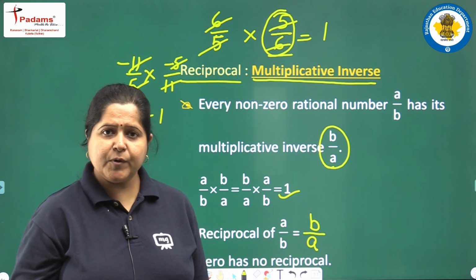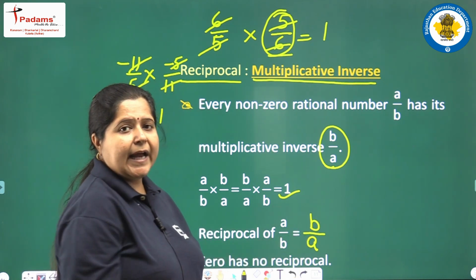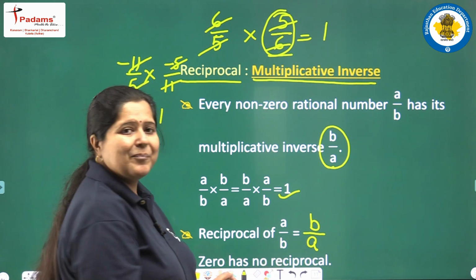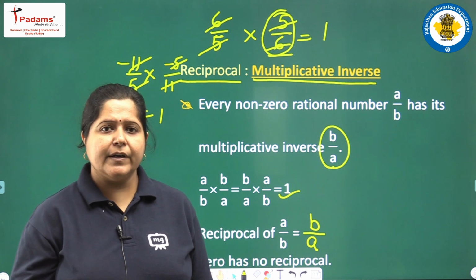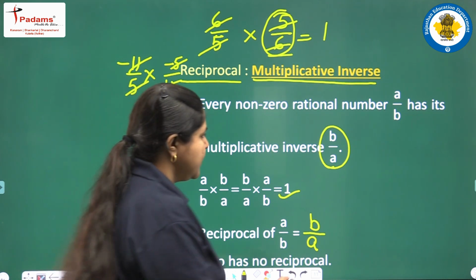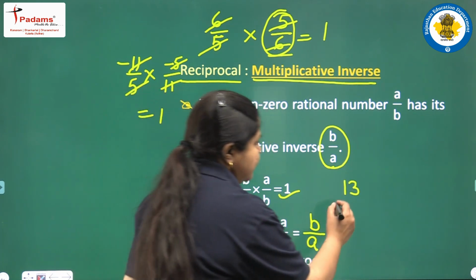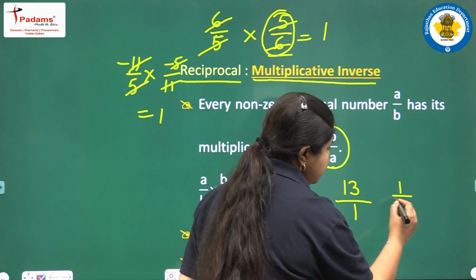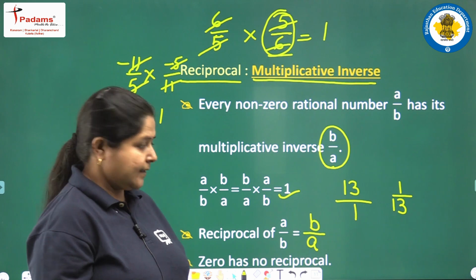If you are asked reciprocal, then also your answer will be b upon a for a by b, and if you are asked multiplicative inverse, then also you have to say b upon a. Now what is the multiplicative inverse or the reciprocal of a number? Simply say 13. We can write 1 under it, then its reciprocal or multiplicative inverse will be 1 upon 13.